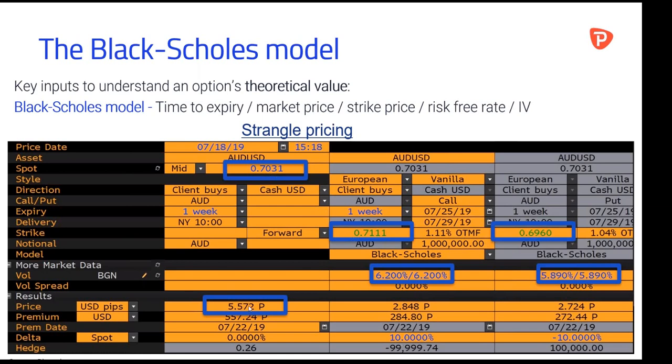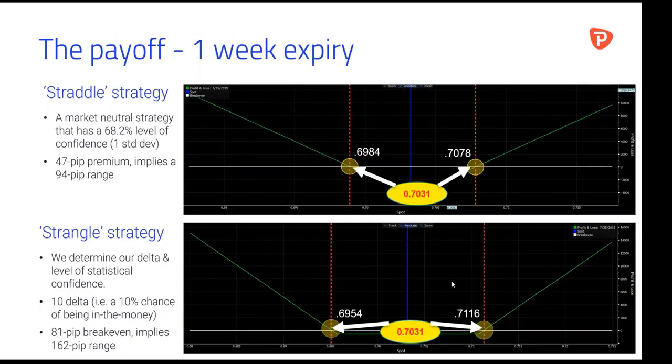The premium there is very low compared to 47 points on the last one, which was a 50-50 bet effectively. Because there's only a 10% chance of this being in the money, the market's premium is very low. To make money on this trade, you have to add the premium to the potential move to those different strikes. So on the payoff diagram, the market is expecting the price to trade to 69.54 or up to 71.16. That's with a 90% level of confidence, because there's only a 10% chance of that being in the money because it's 10 delta. And therefore there's an 80% chance of it staying within this range.